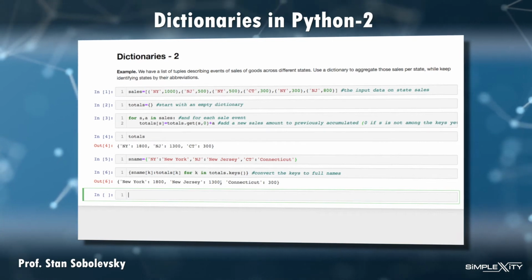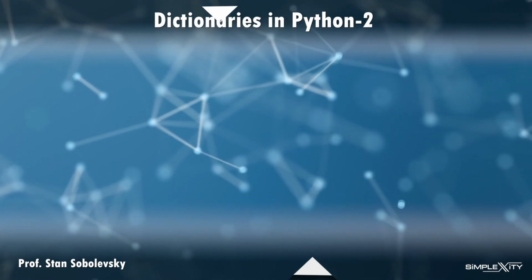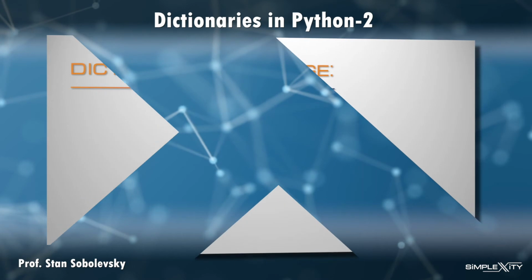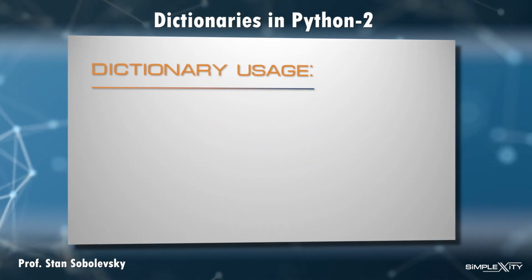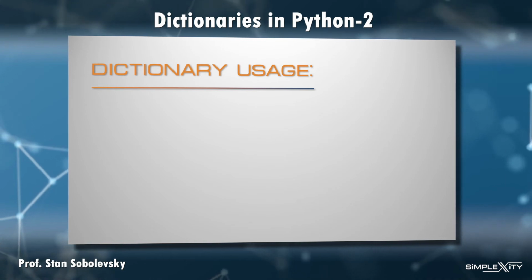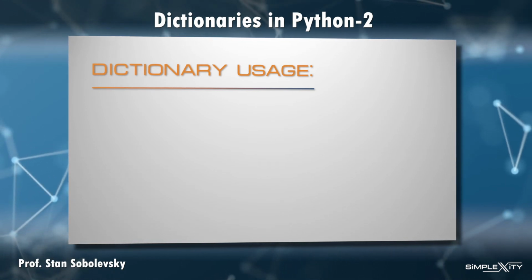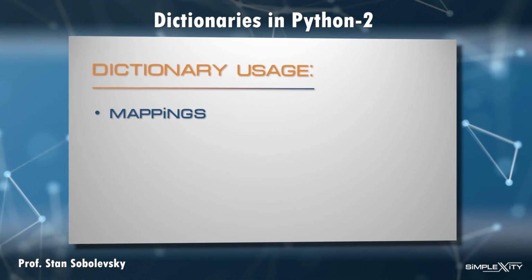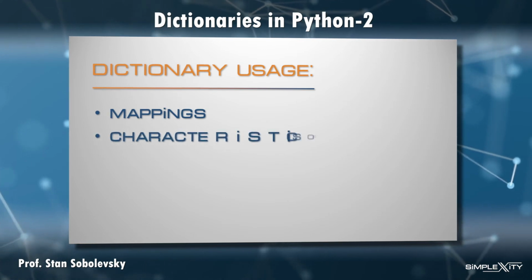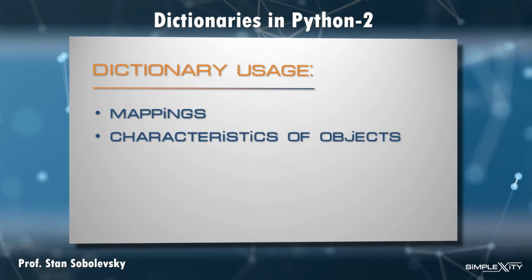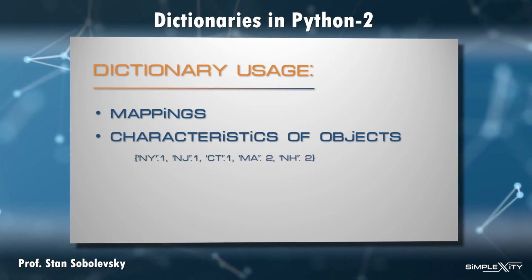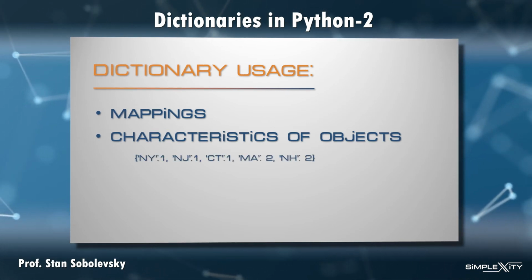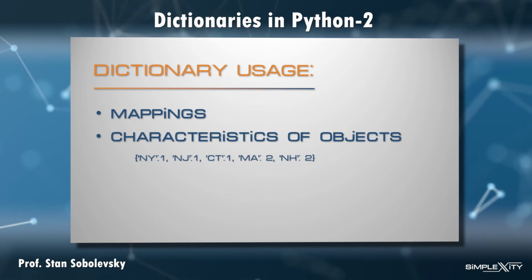So we just saw how to use dictionaries to accumulate the data. But using dictionaries for data accumulation is just one of the application examples. In general, dictionaries are very commonly used in Python to implement mappings, store characteristics of objects, and here imagine we clustered our states based on their socioeconomic profile and use a dictionary to store the output of such clustering, assigning cluster numbers to the objects.